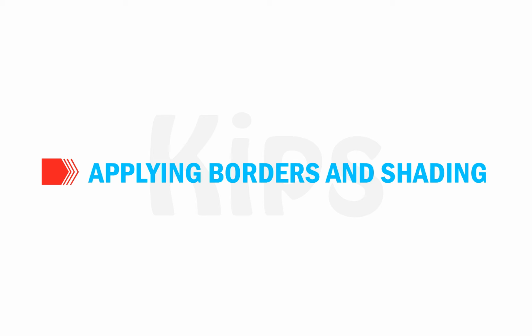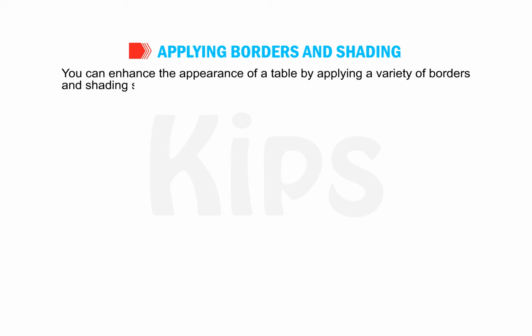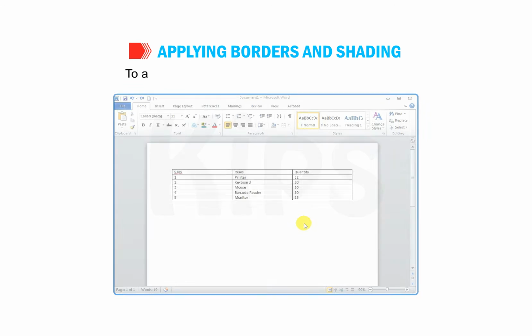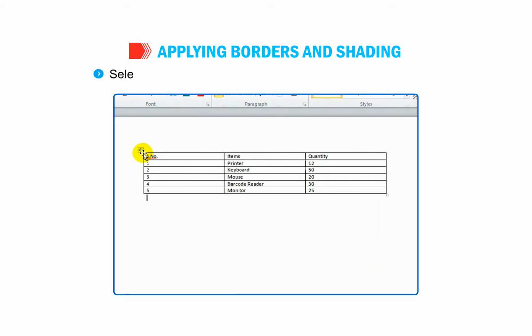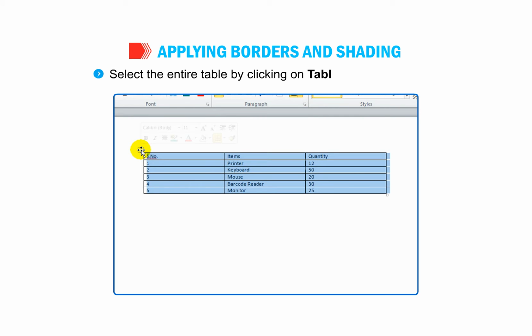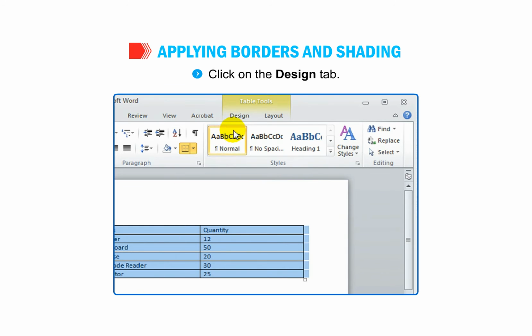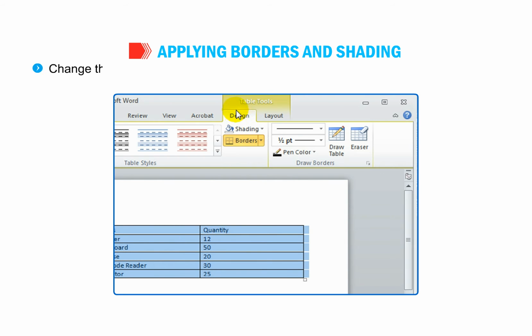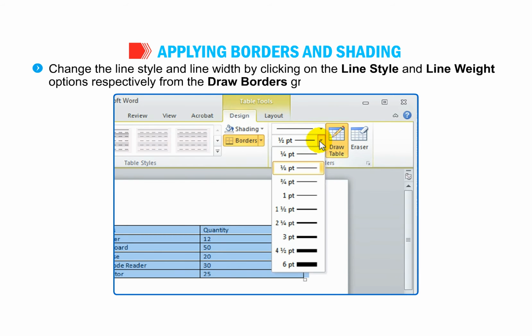Alright, let us now find out how to apply borders and shading. You can enhance the appearance of a table by applying a variety of borders and shading styles. To add borders and shading, follow the given steps. Select the entire table by clicking on the Table Move handle. Click on Design tab. Change the line style and line width by clicking on the line style and line weight options respectively from the Draw Borders group.